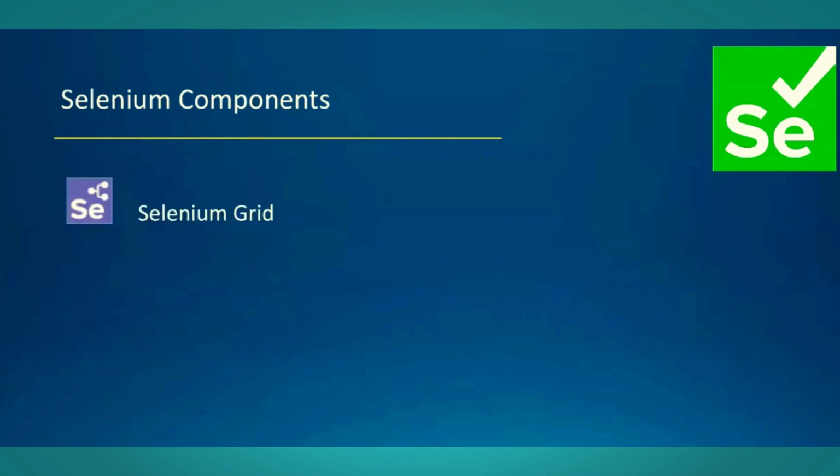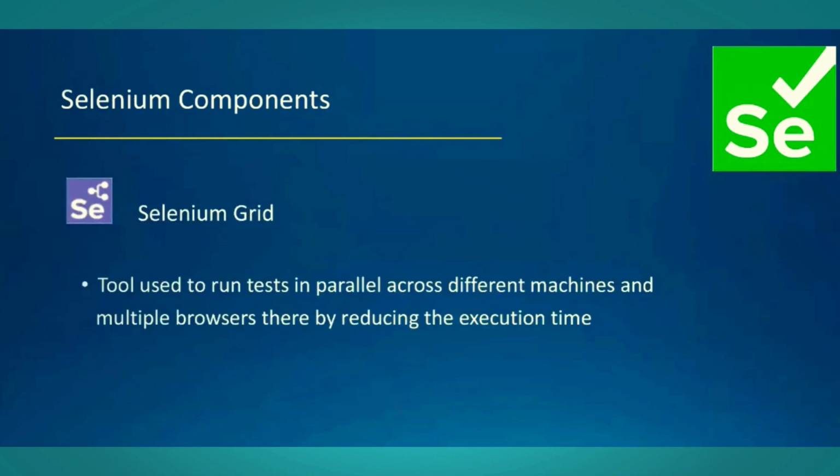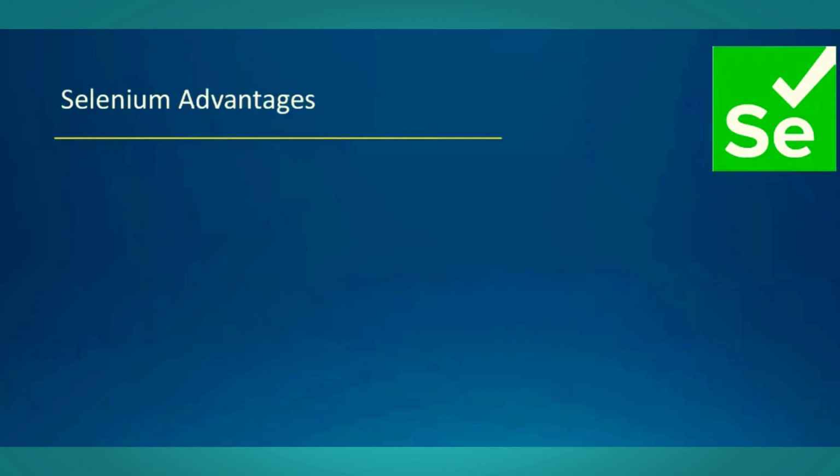And the last component is Selenium Grid, another powerful component which is used to run tests in parallel across different machines. When I say different machines, the machines can have different platforms and we can run on different browsers as well. So at the same time, we are going to run the same script on different machines and multiple browsers, thereby reducing the execution time. So that is about Selenium components.